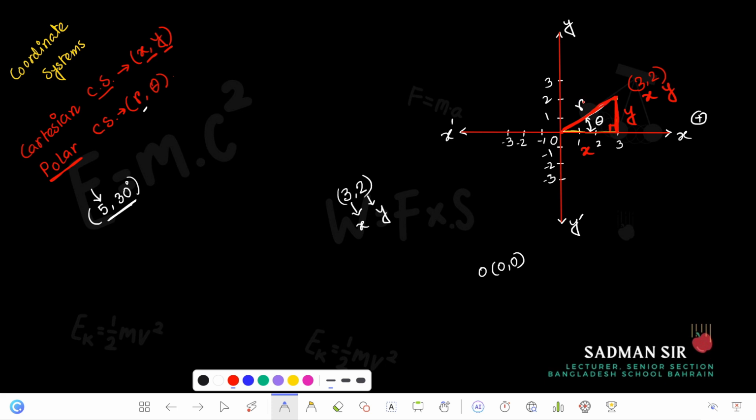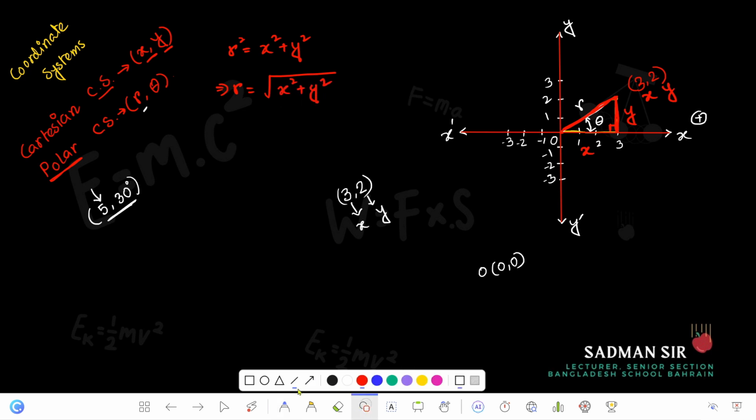So between r, x and y, as it is a right angle triangle, we can develop a relation using the Pythagoras theorem, right? If you remember, the side opposite the 90 degree angle, that is r, is the hypotenuse. So the hypotenuse squared will be on the left hand side, and the other two sides squared will be on the right hand side, right? So if I want to find the value of r, it will be the square root of the right hand side. So this is the formula that we can use to find out the value of r.